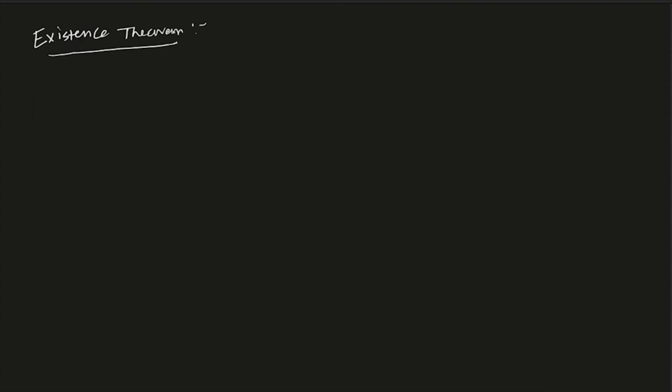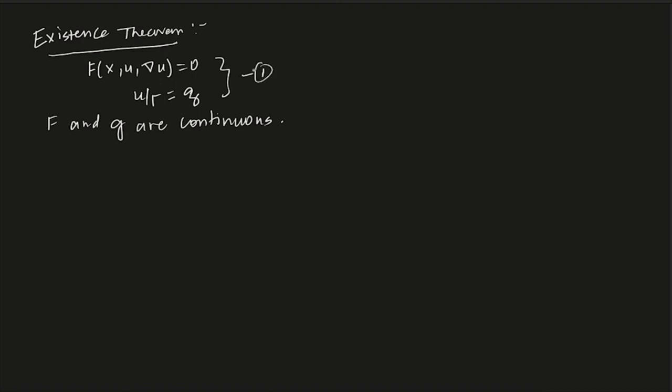So essentially, let me tell you what is the exact idea. The idea is to talk about this sort of thing: f of x, u, gradient u equals 0, and u restricted to gamma is, let's say, g. This sort of thing is given. F and g are continuous, wherever they are defined. I am not writing all that. Now, this is a general format of a PDE, right? So let's say that's your setup, and we want to experiment. F and g are continuous. So the question is this: when does one admit a unique solution?